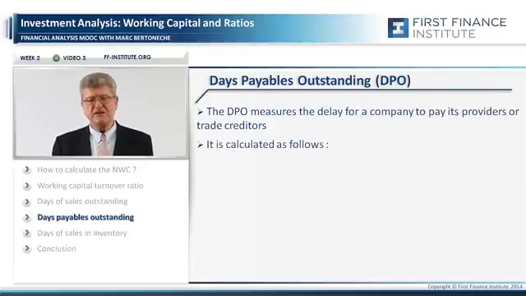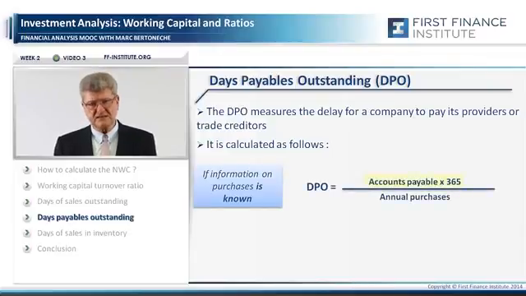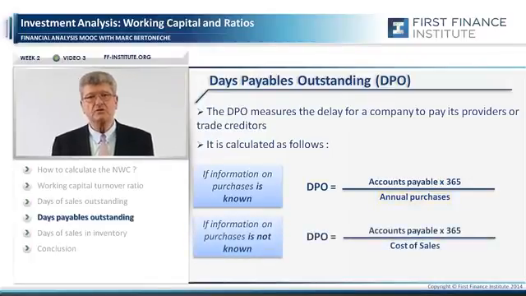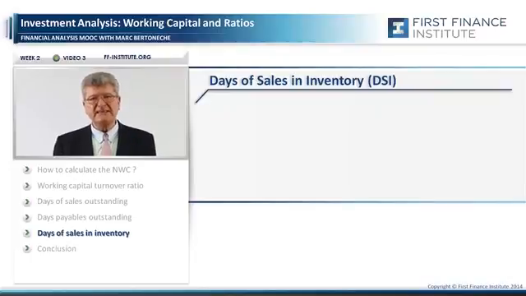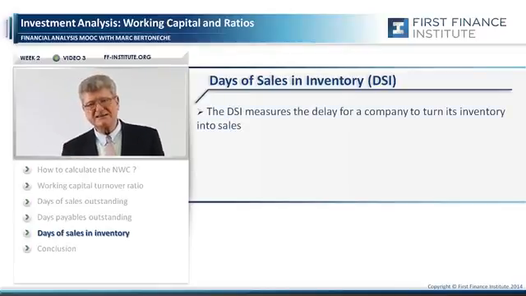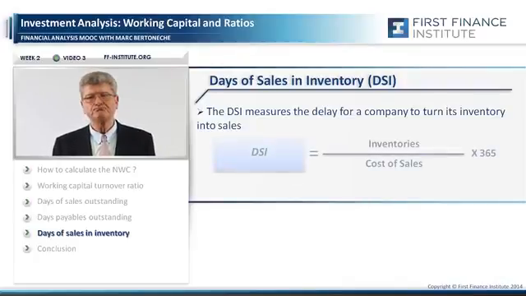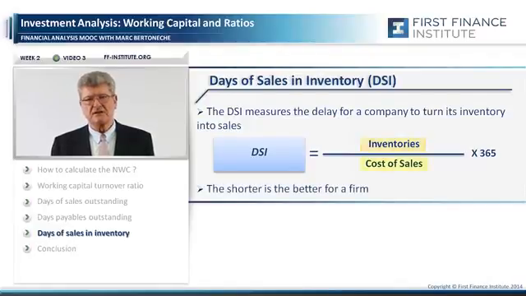The calculation here depends on whether we get information on purchases or not. If you get information on purchases, the definition will be the accounts payable multiplied by 365 divided by the annual purchases. But if you don't get information on purchases, which is sometimes the case, you will do it with the cost of sales. And you will say that the DPO is the accounts payable multiplied by 365 divided by the cost of sales. Finally, let's consider the days of sales in inventory, DSI. DSI is how long the inventory is staying in the business before being sold. And the definition is inventories multiplied by 365 divided by cost of sales, because inventories are measured at cost.